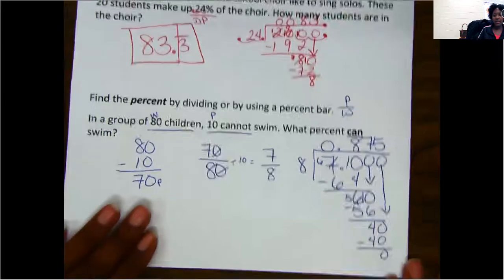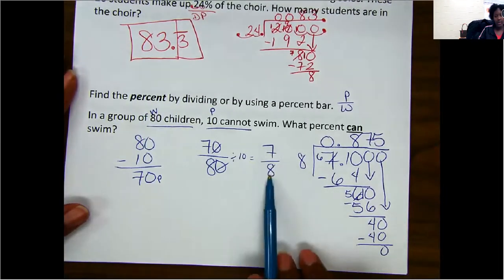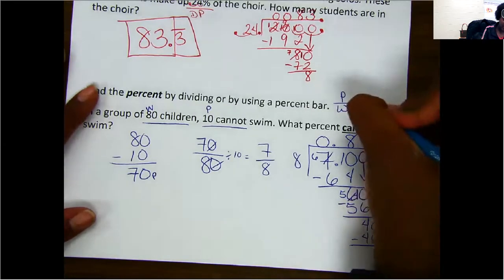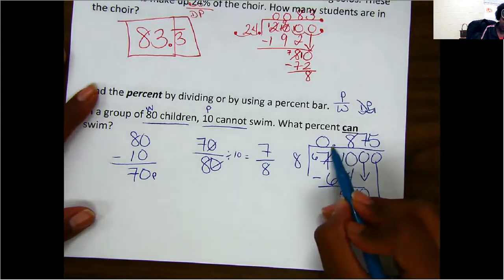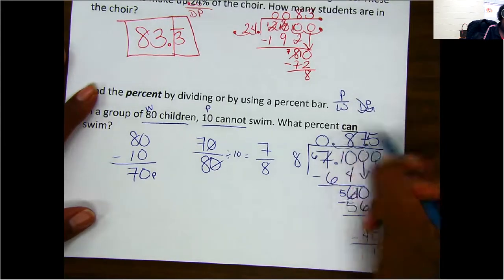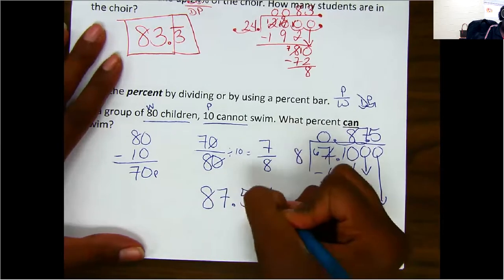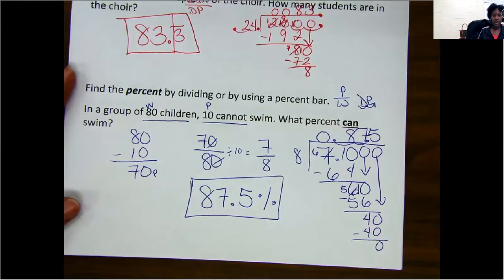But remember, ladies and gentlemen, they're looking for a percent. I used tie bow to get my decimal. Now I need to use Dr. Pepper so I can get my percent. Dr. Pepper, if I have a decimal and I need a percent, it's 2 to the right. Here's my decimal, 1, 2. So my percent is 87.5% as my final answer, okay?